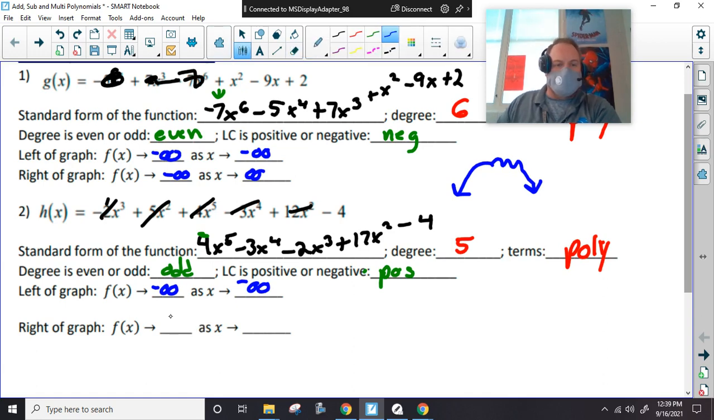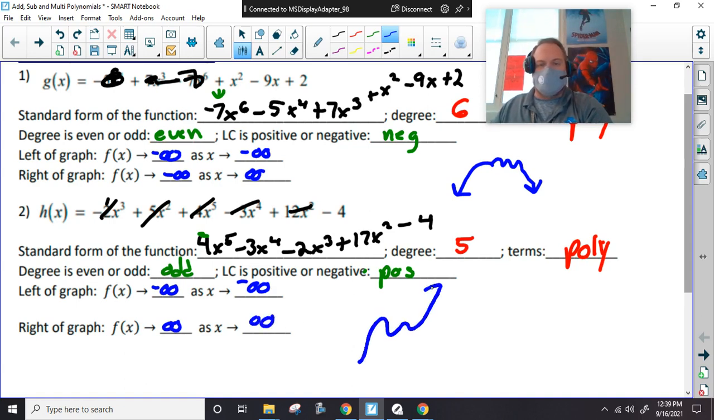Looks like googly eyes back at me, as this goes to positive infinity, because this graph kind of looks something like this. And that would kind of make sense, as the further we go to the left, it keeps going down, and the further we go to the right, it keeps going up. Okay.